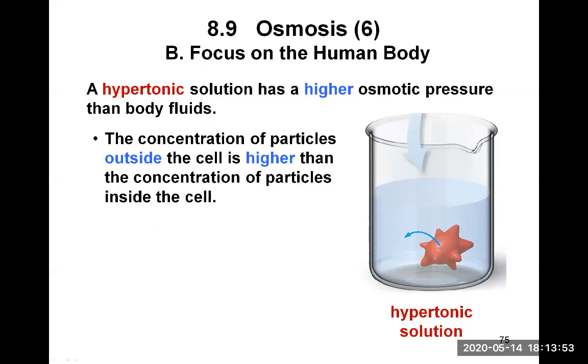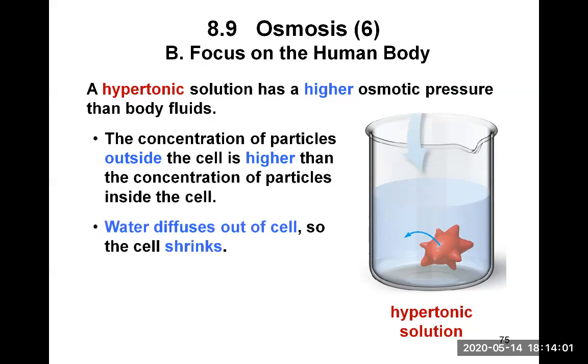And because water will go from a low solute concentration to high solute concentration, it will go from inside the cell to outside, where it's more concentrated, right? Because it's more concentrated outside, water will move out of the cell, and that means the volume of the cell will decrease. The cell will shrink. It will shrivel. And this process is called crenation because it looks like the cell becomes crenated. So that's when you have a red blood cell in a hypertonic solution.